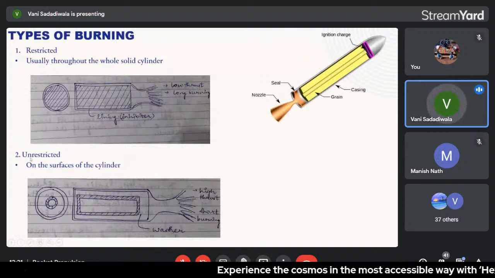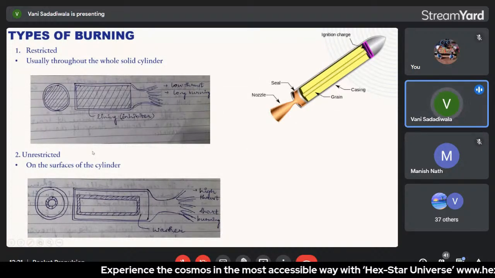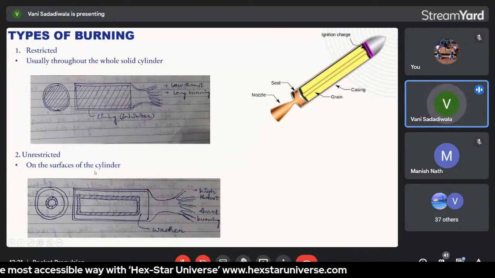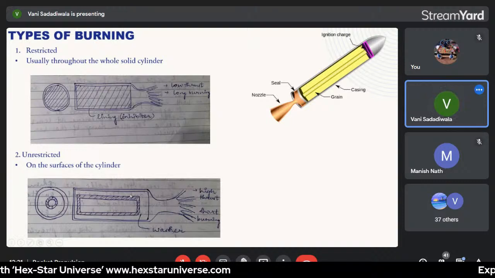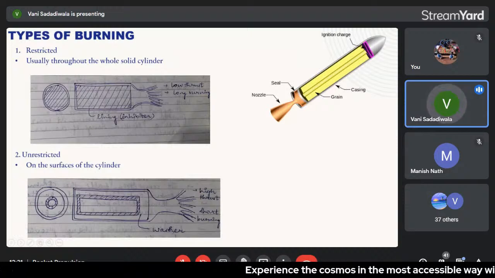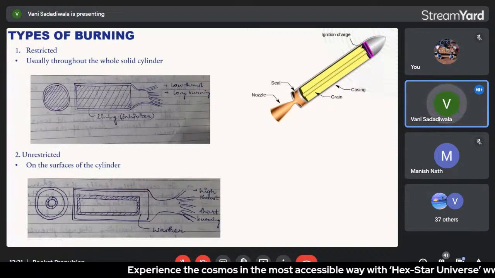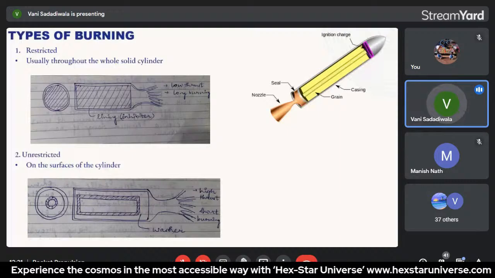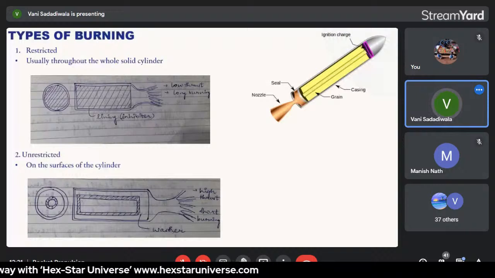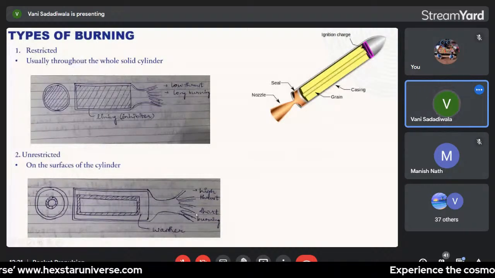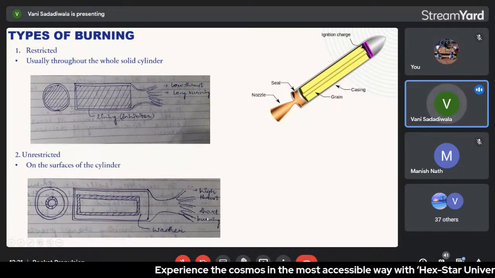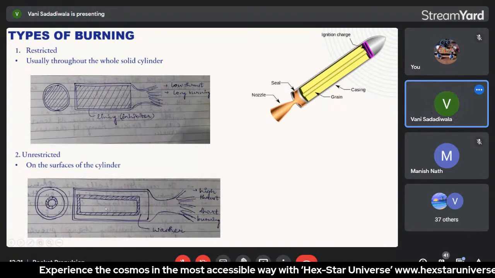If we talk about the unrestricted burning consumption, it deals with only the surfaces of the cylinder. It means that there is a washer kind of geometry, or you can say that it is a different kind of chamber which is inbuilt in this kind of cylinder, which allows the burning to happen only on the surface and not throughout the whole geometry. This results in two characteristics, that is high thrust is obtained in a short duration of time. So unrestricted burning is majorly considered for the impart of high thrust and comparatively short burning period.